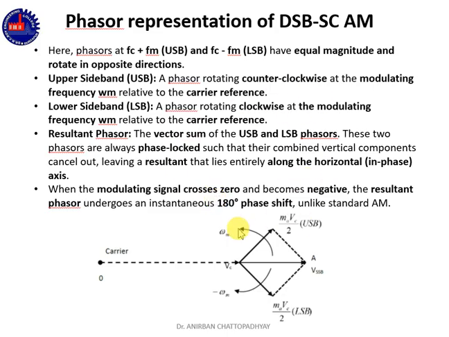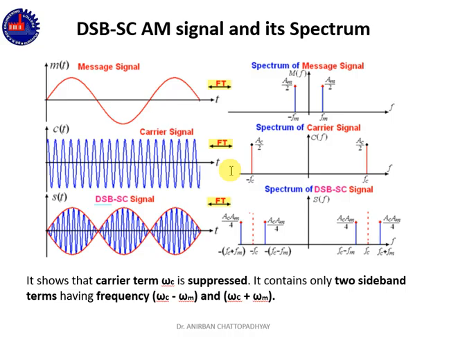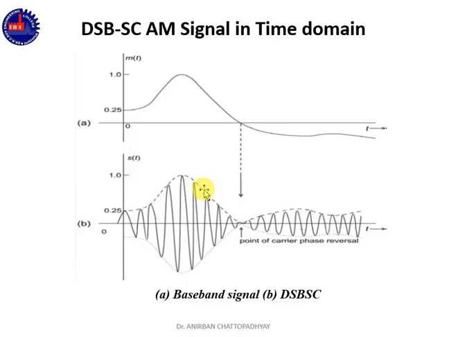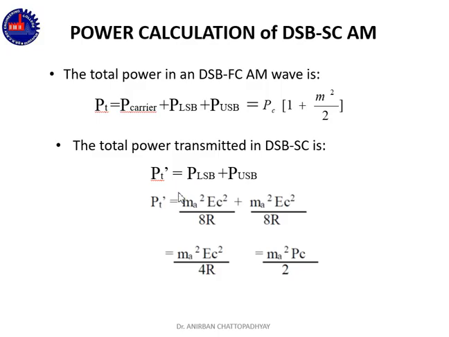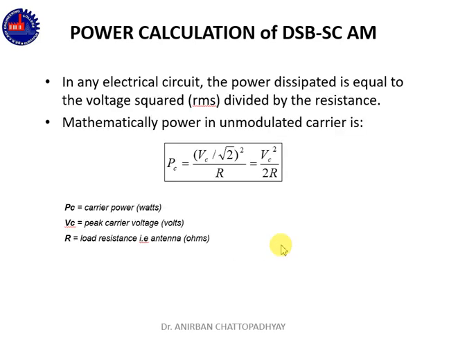So this is all about the advantage and disadvantage of DSBSC signal, the bandwidth determination, the phasor diagram and explanation, the frequency spectrum and explanation of DSBSC AM signal, and the time domain signal where phase reversal is very important. The power efficiency determination and the power calculation of DSBSC AM signal have also been discussed in this session.